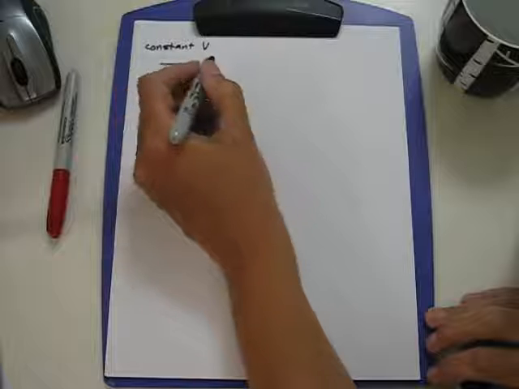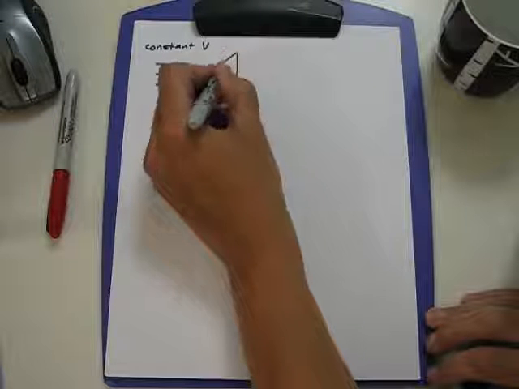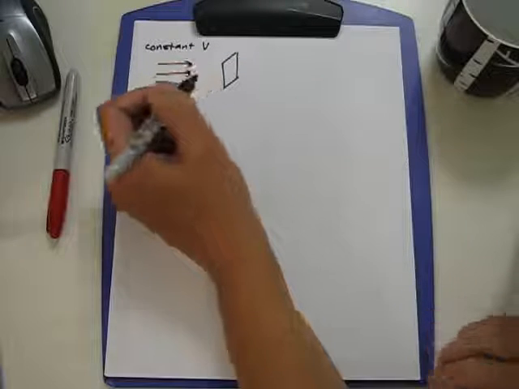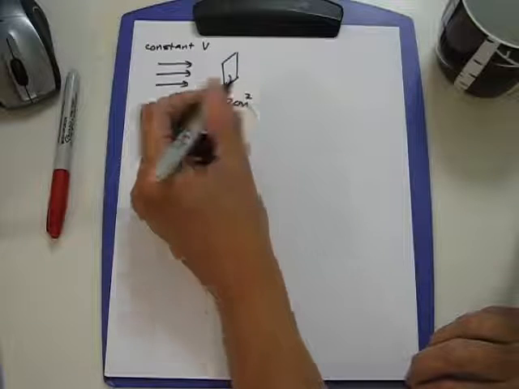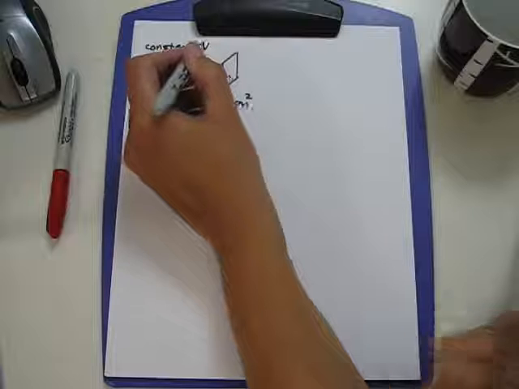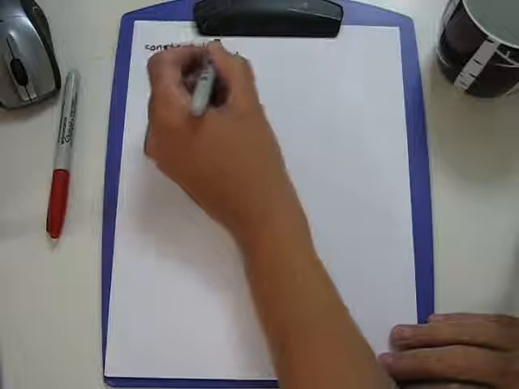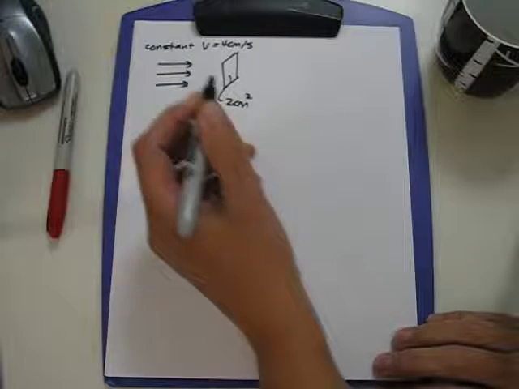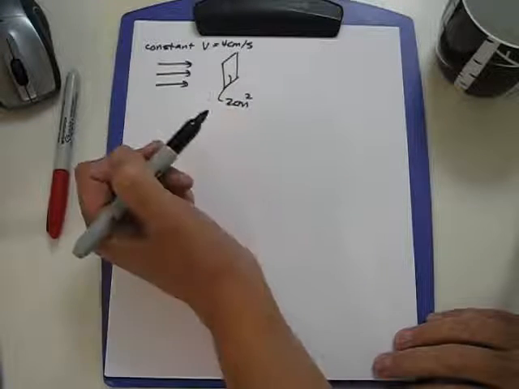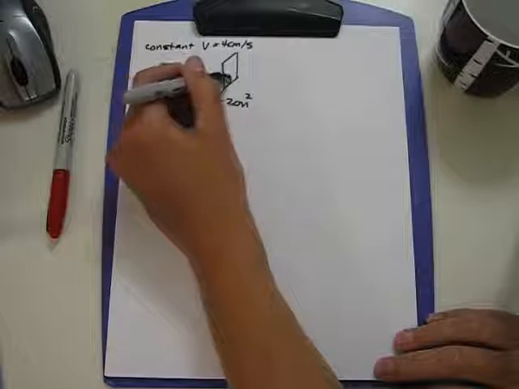And we imagine that flow going through a cross-sectional area of a simple shape, let's say a square of area 2 centimeters squared, for example. So let's choose a value for the velocity. Let's choose 4 centimeters per second. And we're asking, what is the volumetric flow rate through this cross-sectional area?